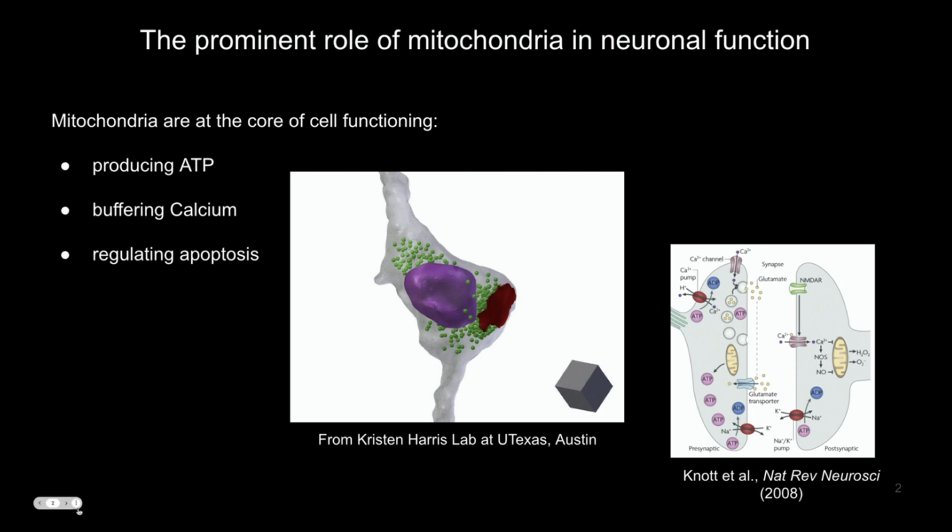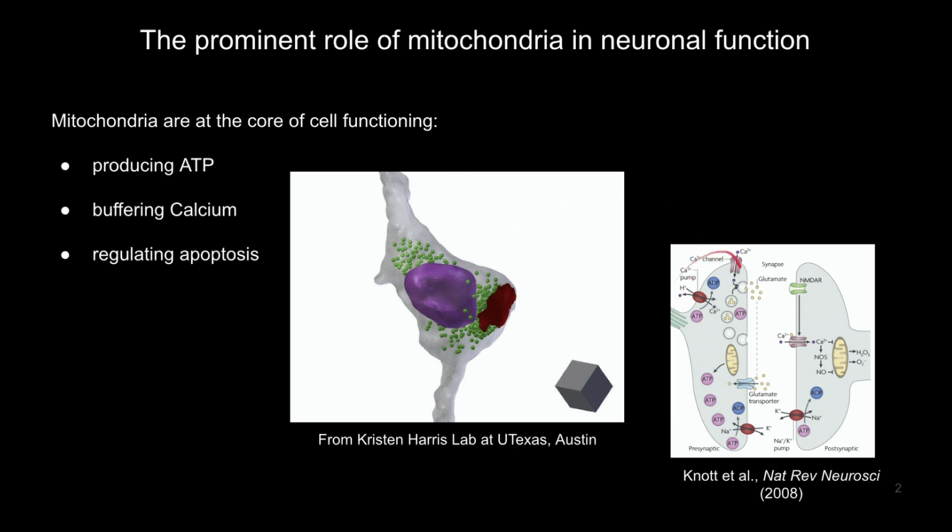Mitochondria, as you might know, are really at the core of cell functioning, producing ATP, buffering calcium, and regulating apoptosis. In particular, their role is very important at presynaptic terminals that are far away from the soma, where mitochondria are very scarce, perhaps 2 or 3 at most. This is a place where neurons communicate, right? We have a presynaptic terminal and a postsynaptic one, and we are focusing on mitochondria at the presynaptic terminal.